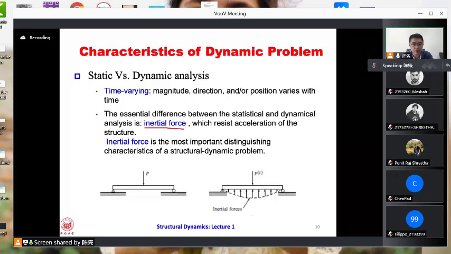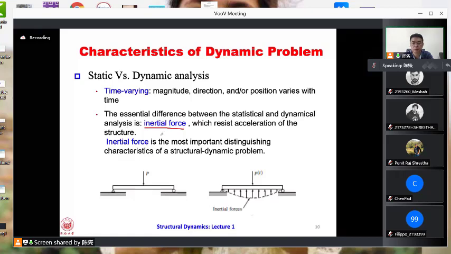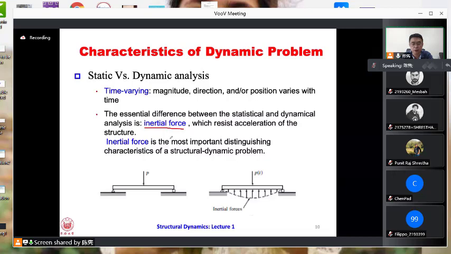So the key difference between static and dynamic analysis is the inertial force, which means in all the problems we are going to study in this course later, we consider the inertial force. That's the keyword. Then you consider the structure's behavior to resist the acceleration of the structure, which is the reason for the inertial force. Let me read this: the inertial force is the most important thing to distinguish the characteristics of structural dynamic problems. So we stop here.